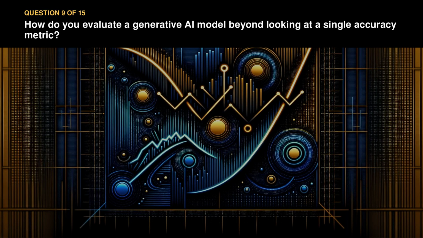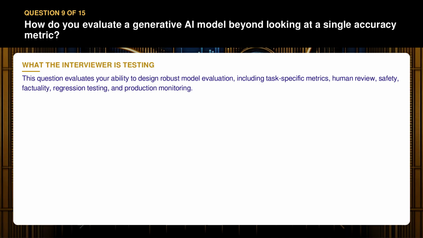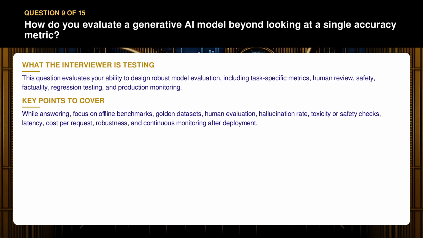Question 9. How do you evaluate a generative AI model beyond looking at a single accuracy metric? This question evaluates your ability to design robust model evaluation, including task-specific metrics, human review, safety, factuality, regression testing, and production monitoring. While answering, focus on offline benchmarks, golden datasets, human evaluation, hallucination rate, toxicity or safety checks, latency, cost per request, robustness, and continuous monitoring after deployment.